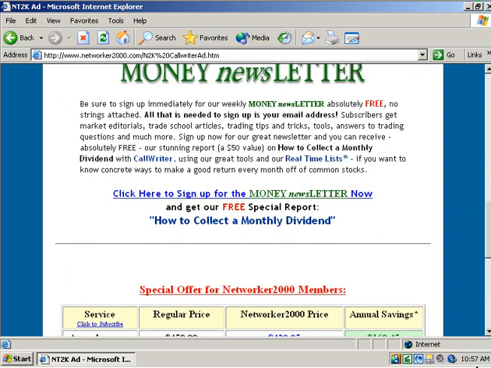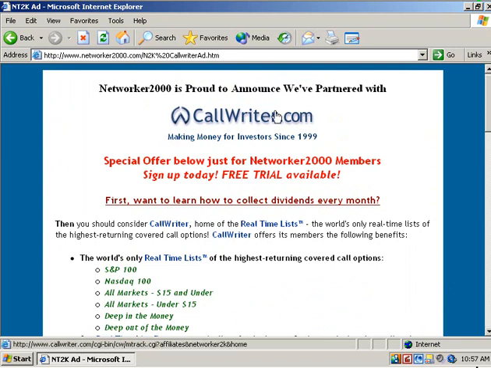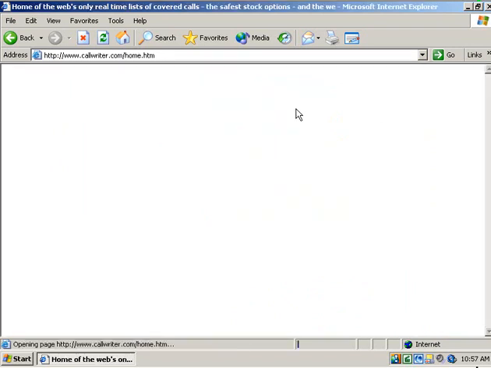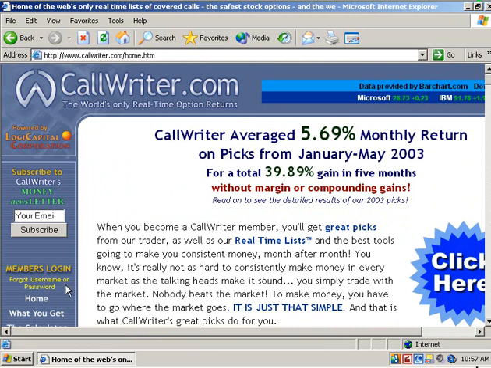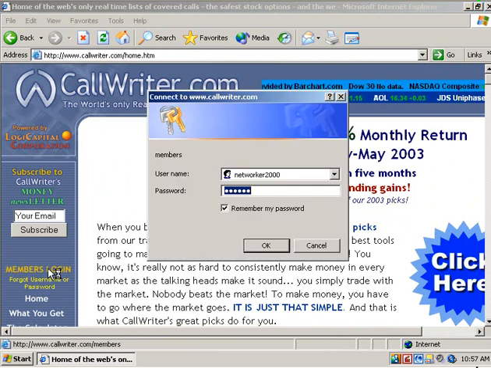Let's assume that you already signed up with CallWriter. Simply click on the CallWriter logo, and that takes us directly to the CallWriter site. What we're concerned about now is the members login right here, and we're going to click on the login and put in the username and password that we set up when we first signed up with CallWriter. And we're going to hit the OK button. Well, we need to change the password here. Let's put another password and hit the OK button.